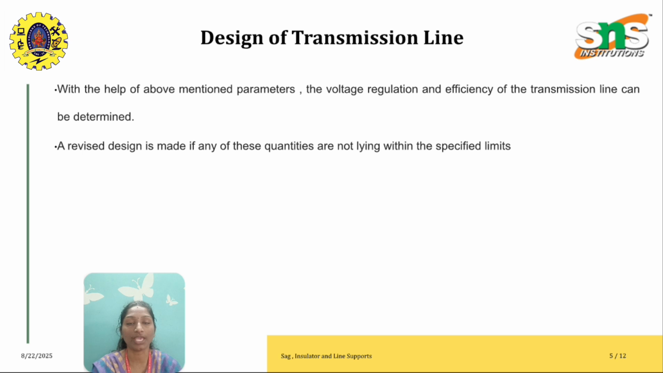With the help of the above mentioned parameters, the voltage regulation and efficiency of the transmission line can be determined. The final motive is that whatever we do, the final efficiency plays a major role before designing a transmission line or any motor or anything that we design. The very important purpose is to meet the efficiency. A revised design is made if any of these quantities are not lying within the specified limits.